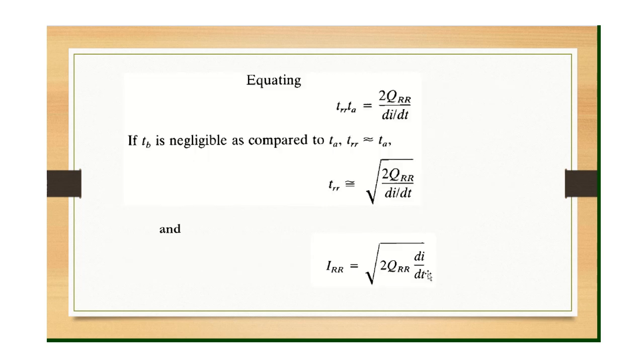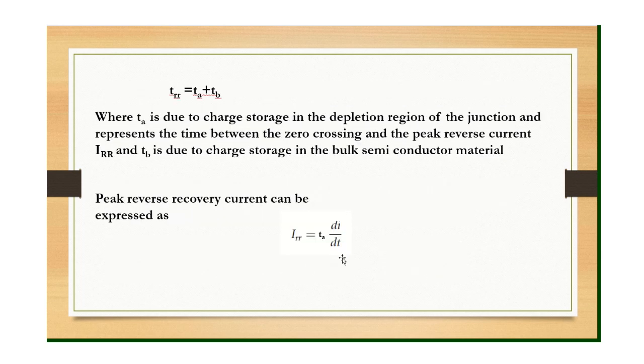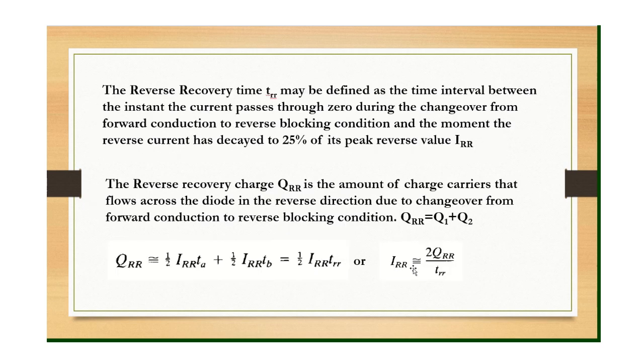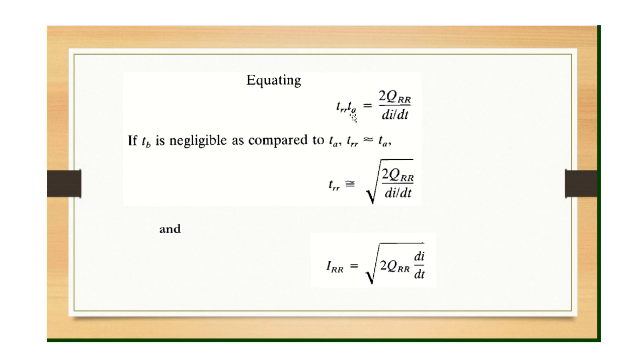Now substituting IRR. You have IRR here as TA into di/dt, and now you have IRR is equal to twice QRR by TRR. Equating both IRR expressions, you have TRR TA is equal to twice QRR by di/dt. Now, if TB is negligible compared to TA, then we have TRR approximately equal to TA. We have this expression, TRR is equal to TA plus TB.